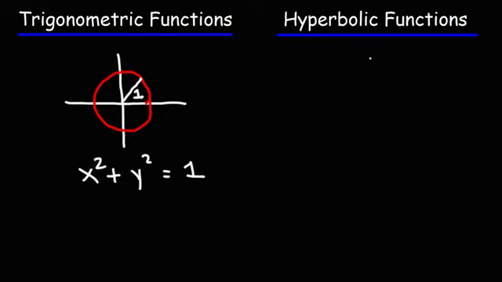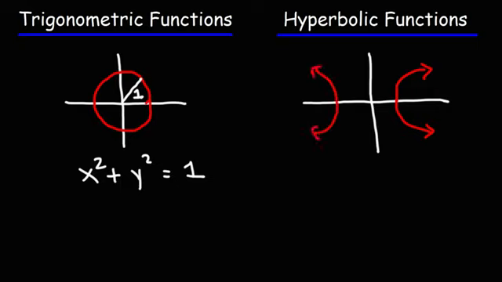Now, hyperbolic functions, they're based not on a unit circle, but on the hyperbola. One form of it looks like this. That particular form has this equation: x squared minus y squared is equal to 1. The only difference is we've exchanged a plus with a minus.